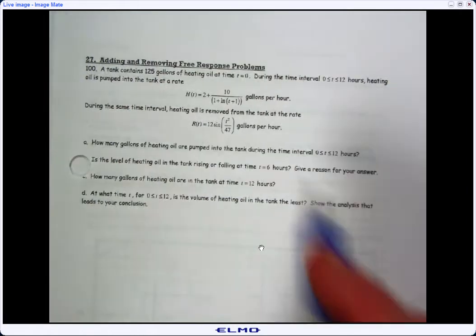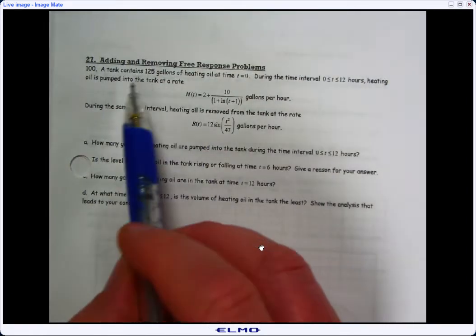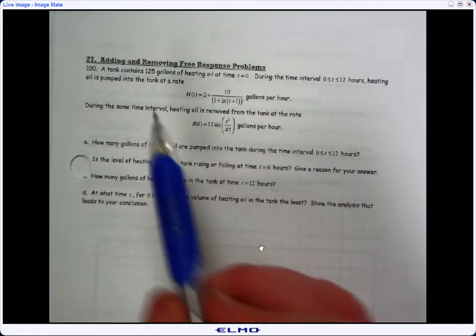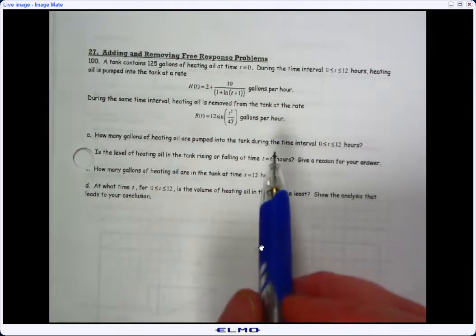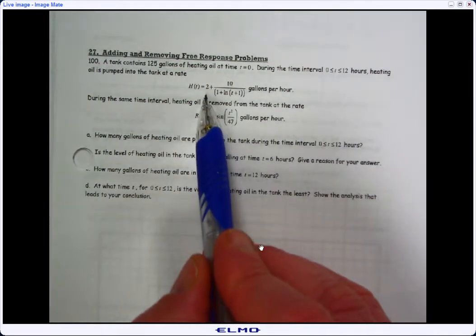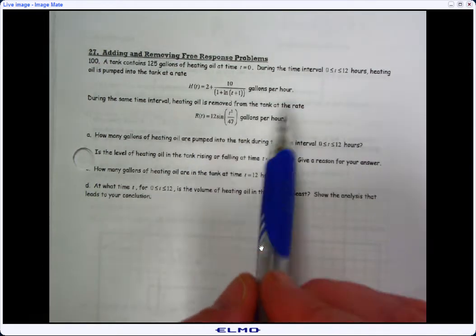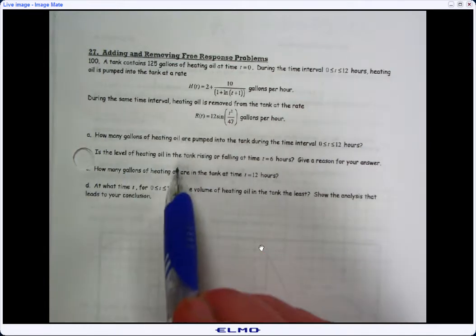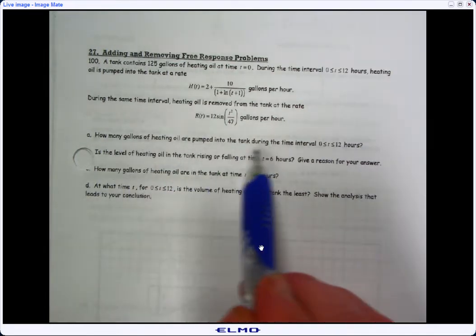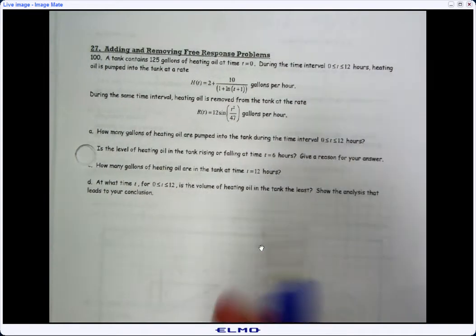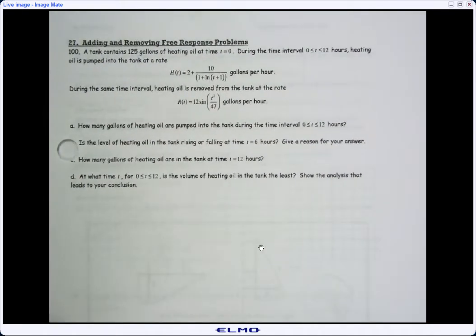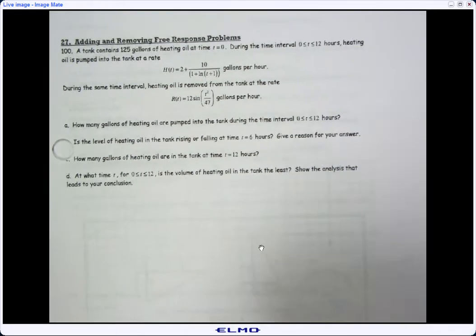Last concept on this paper, adding and removal problems. Essentially these are applications of integrals and taking away of integrals. How many gallons of heating oil are pumped into the tank? Again, I have worked out several of these problems. I would suggest you look at them, or if you don't like my work, look at somebody else's. There are tons of these accumulation problems.